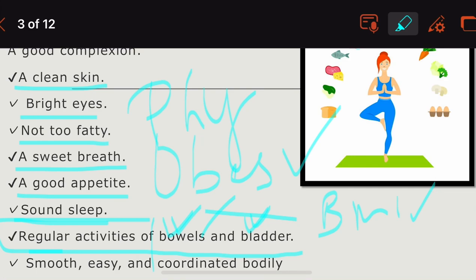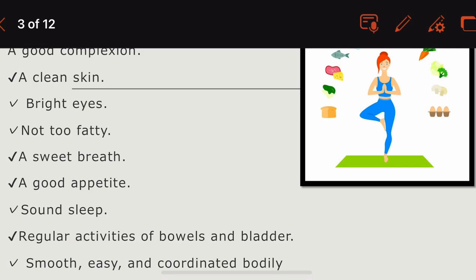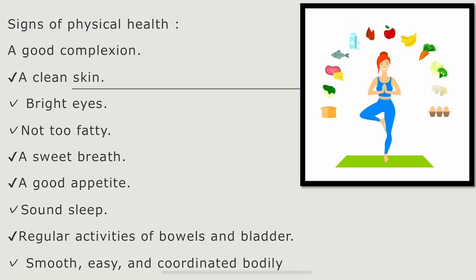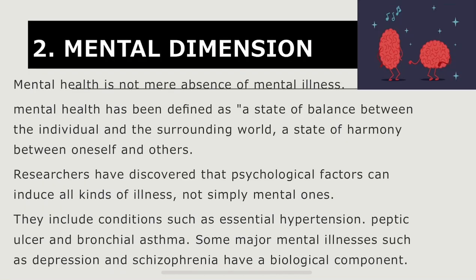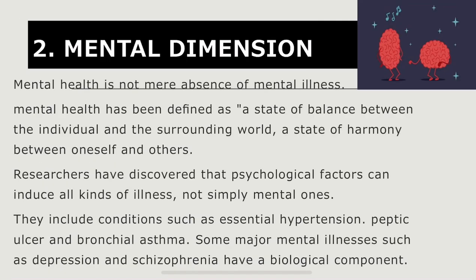Smooth, easy and coordinated bodily movements will be present. Okay guys, I hope the physical signs are very clear and simple to understand. Clean skin, good complexion, bright eyes, lustrous hair, and then the person won't be obese, he has good appetite, sound sleep, good activity of bowel and bladder. Moving on to the mental dimension. I hope the physical dimension is clear. Moving on to the mental dimension.